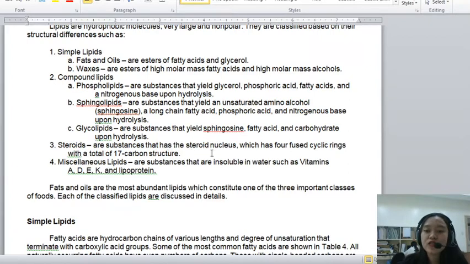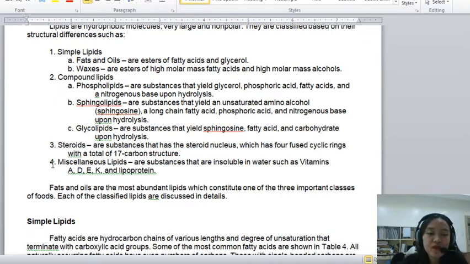Ano yung structure niya? 4 fused cyclic rings, 4 na magkakadikit-dikit na cyclic rings. Yung total ng carbon atoms that are contained inside those 4 fused cyclic rings is 17 carbon atoms. Okay? So, yan yung structure ng steroid nucleus. So, your steroid nucleus is located inside the steroids.